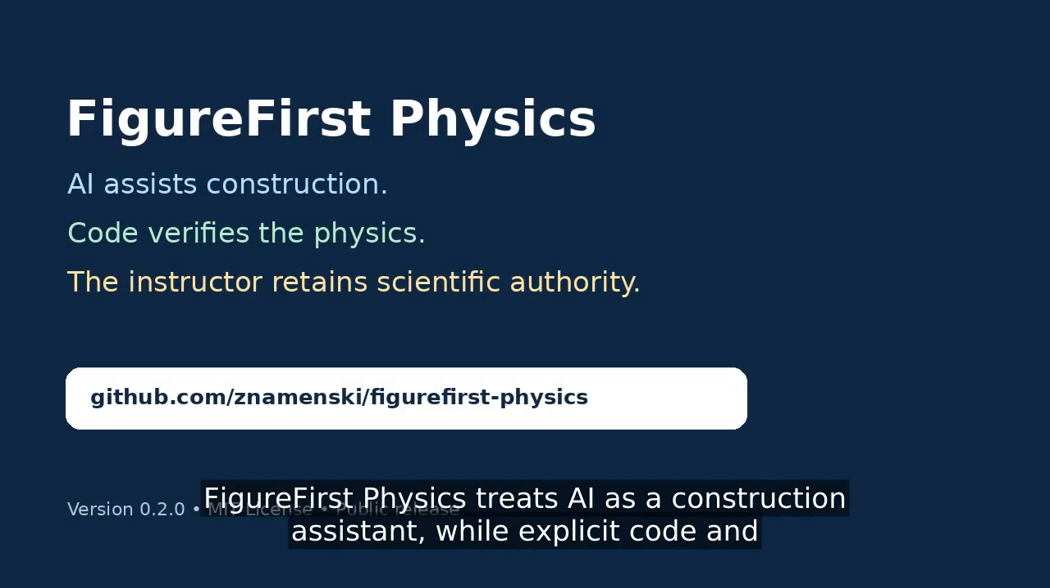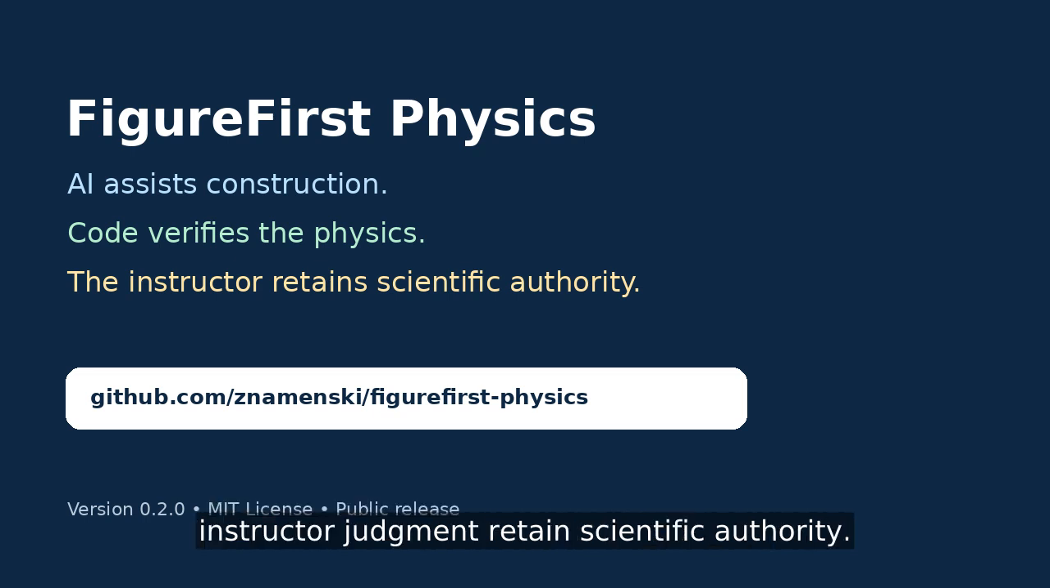FigureFirst Physics treats AI as a construction assistant, while explicit code and instructor judgment retain scientific authority.